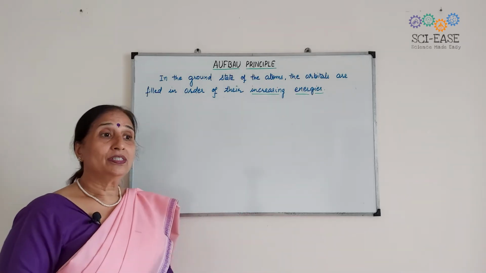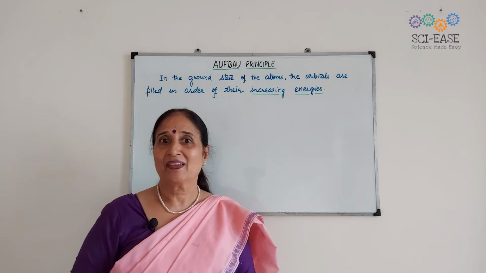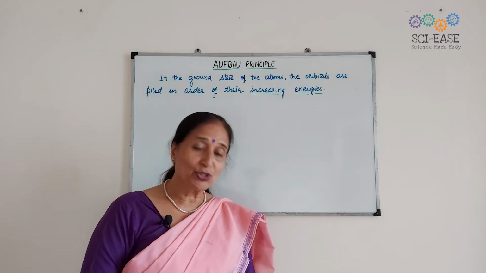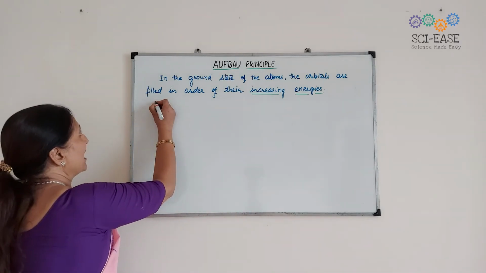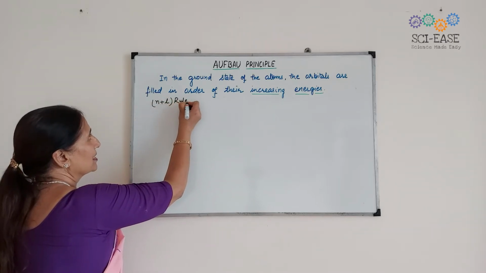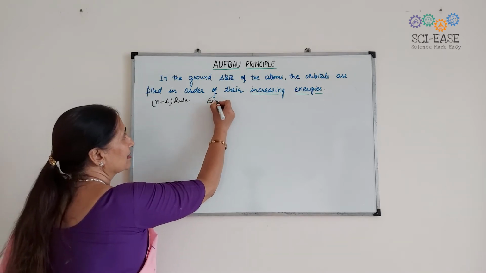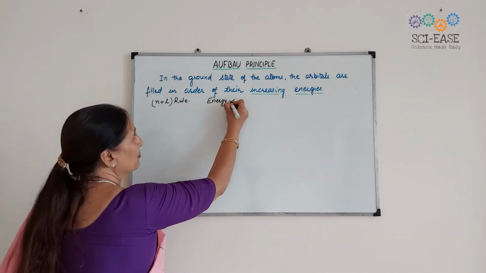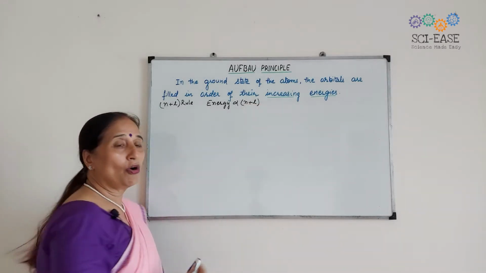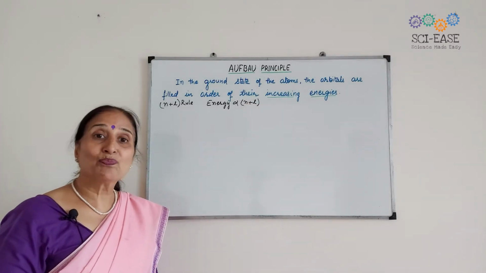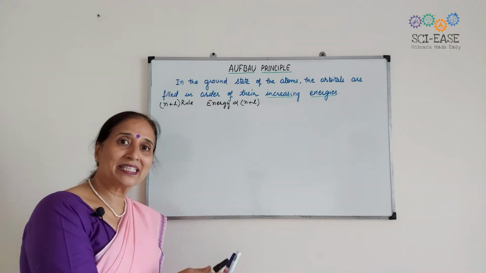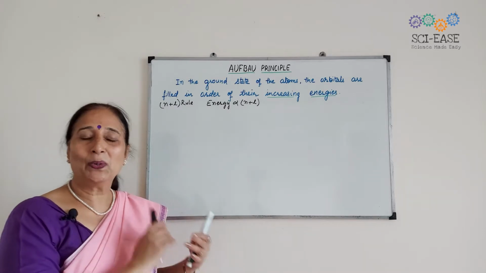Okay? Now, there is a rule to fill the electrons in the orbitals, and that rule is the n plus l rule. Here energy is directly proportional to n plus l. If the sum of n plus l is more, the orbital will have more energy. And if the sum is less, then it will have lower energy.